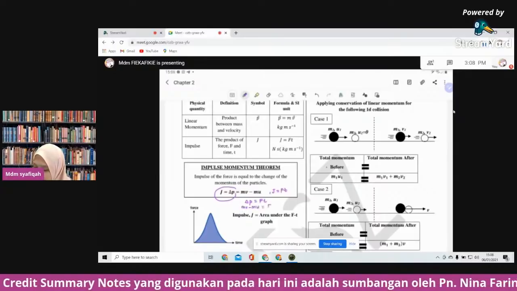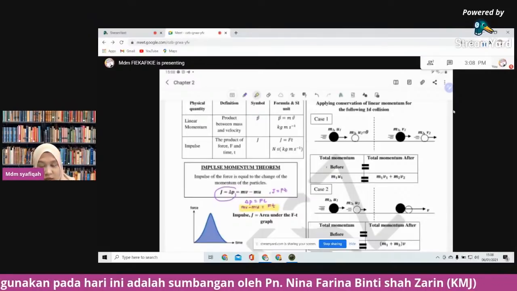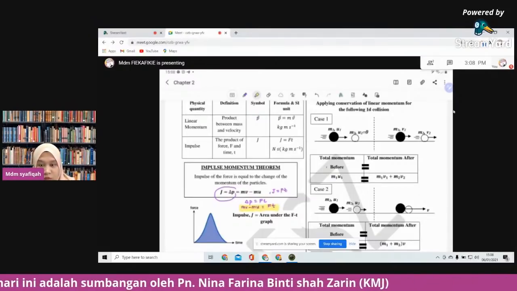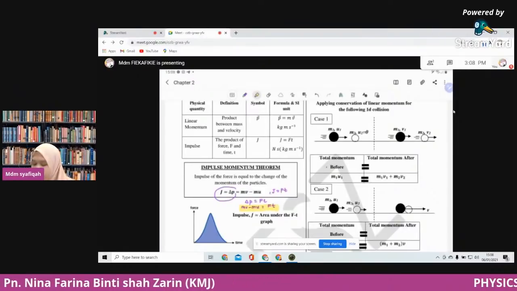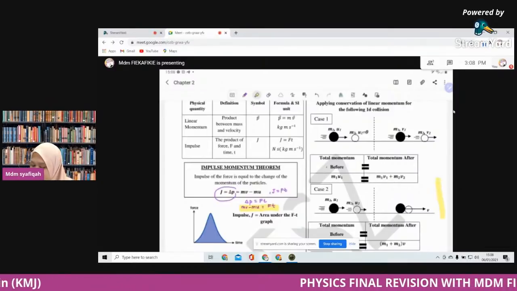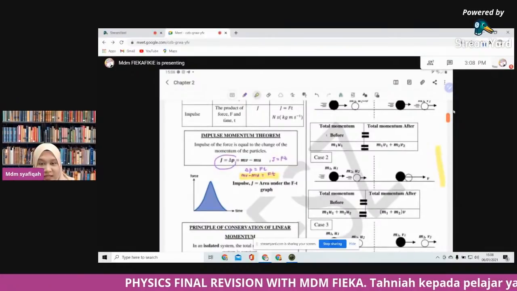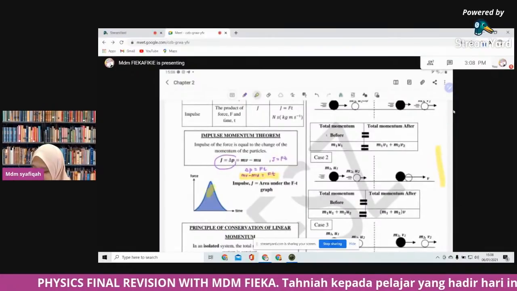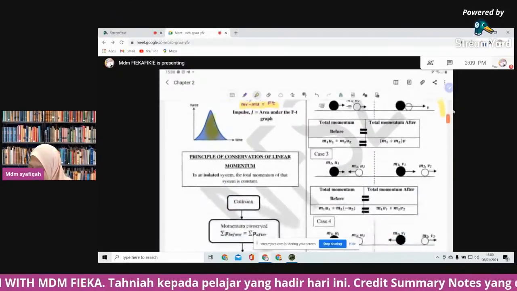Ini kena tahulah sebab nanti mesti kita nak guna. Depends pada soalan. Sebab tu you nak pandai, you kena buat soalan. You tak boleh hafal formula saja. Alright, so when we have a graph of force against time, the area under the graph is the value of impulse. So boleh kira.